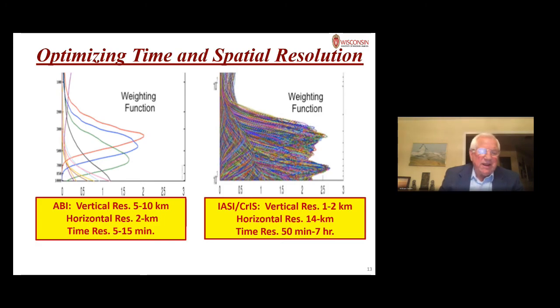But as I said before, the idea is to combine data from the low vertical resolution geostationary imager systems like ABI, but they have very high horizontal resolution and time resolution. Combine that with the polar hyperspectral instruments, which have high vertical resolution, but very low horizontal and low time resolution. And the end product then is high spatial and high time resolution, hyperspectral vertical resolution soundings.